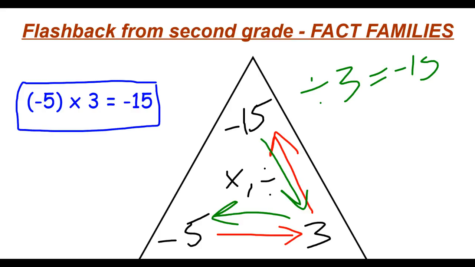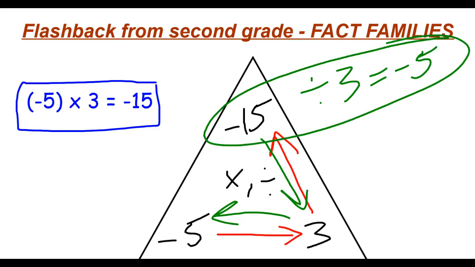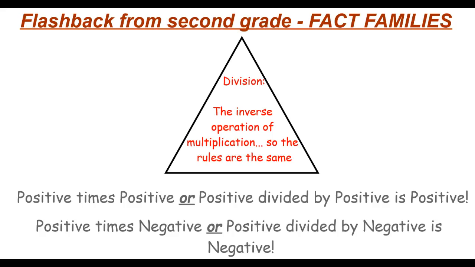Because that's how fact families are related. We can move those numbers around according to those sets of operations. So in both multiplication and division, when you have one positive number and one negative number, your product or your quotient is going to end up being negative. Since division is the inverse operation of multiplication, we can just extend those rules from multiplication into division.